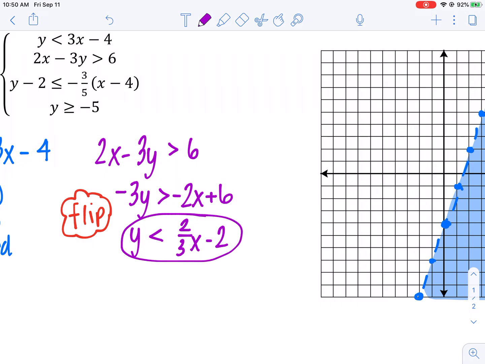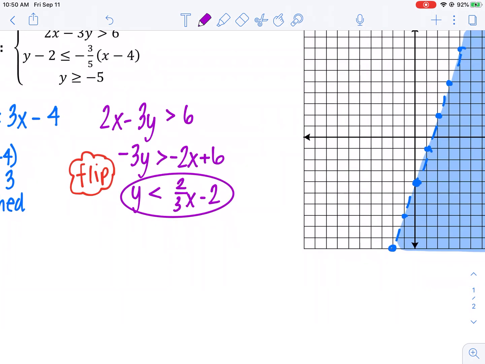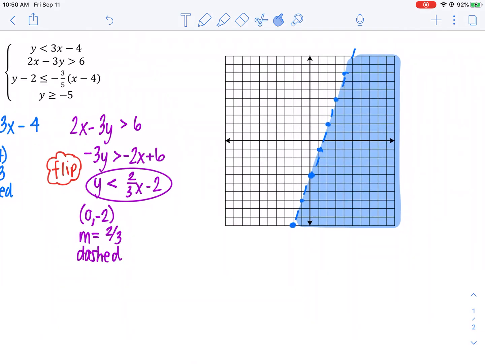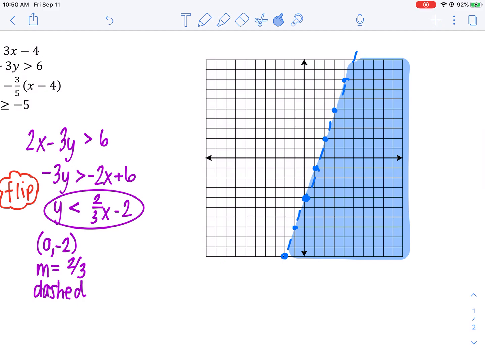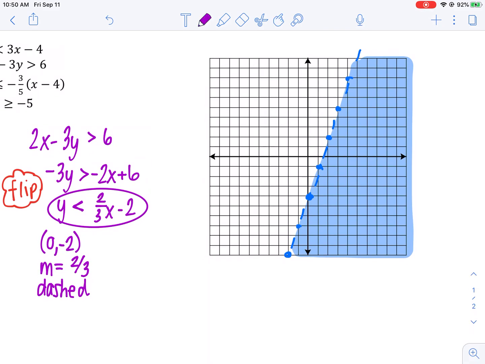I'm now going to graph that line, inequality. Start at 0, -2. Your slope is a positive 2/3. Based on the symbol, it's going to be a dashed line. Completely ignore the blue. Pretend it's not there. Starting at -2, and I'm going to go up 2 over 3. It is a dashed line, so make that clear.